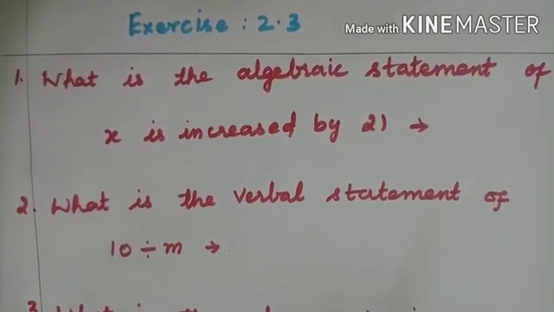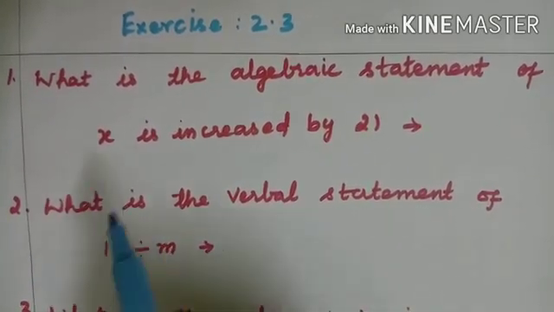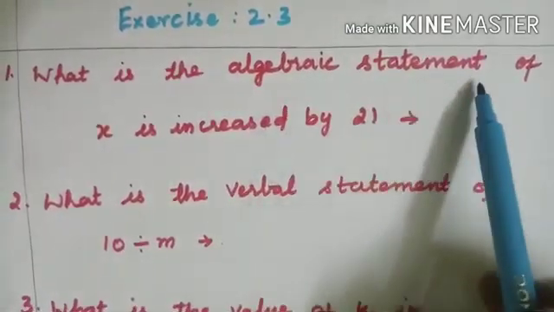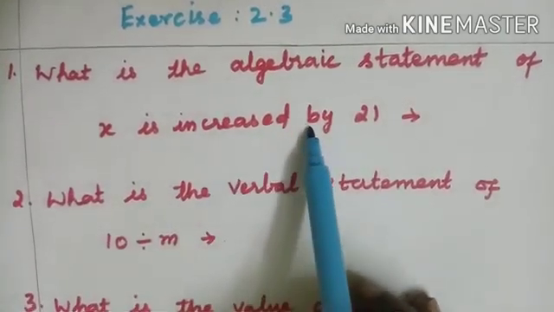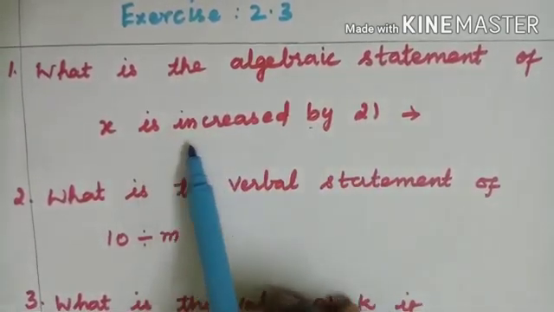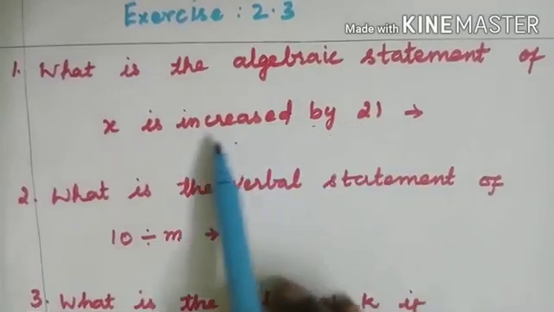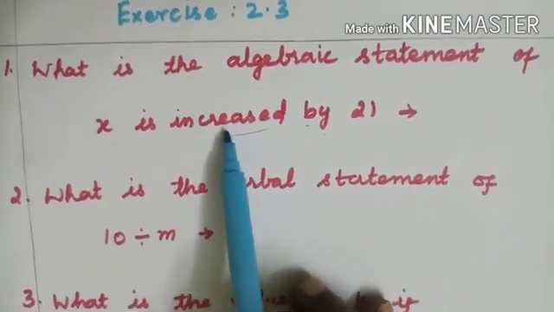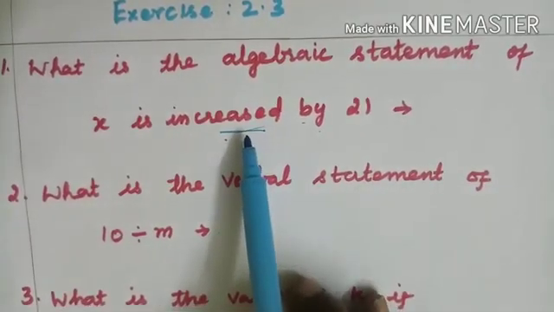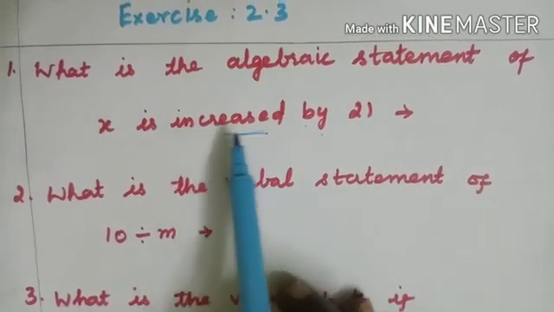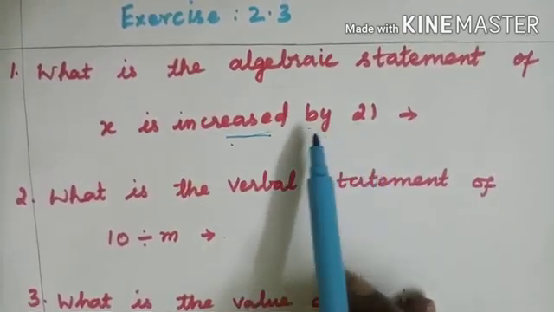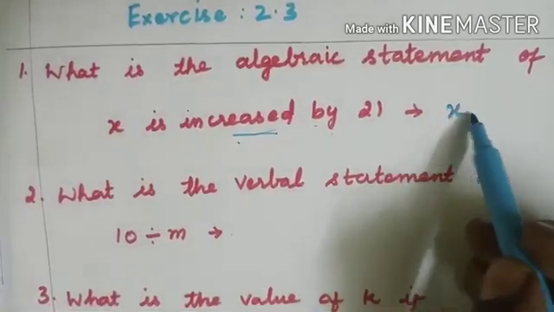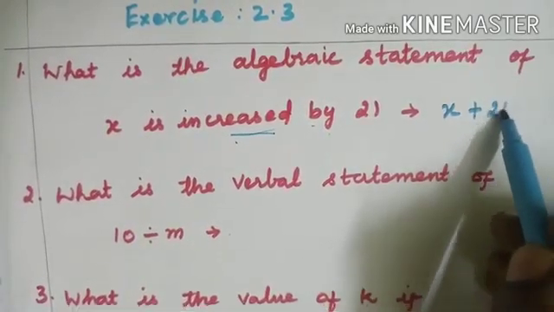Shall we start? Yes. The first question is, what is the algebraic statement of x is increased by 21? What do you mean by increased, or what symbol we have to use for increased? Increased means addition symbol, isn't it? So x is increased by 21. So add symbol, something we are adding. So the answer will be x plus 21.